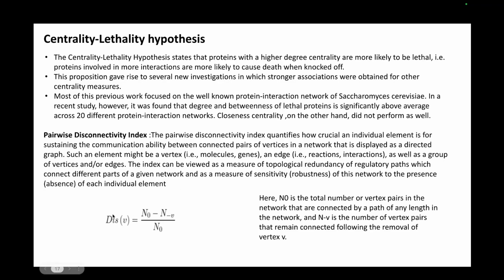Here this index is given by the formula N0 minus N of minus v, divided by N0. N0 is the total number of vertex pairs in the network that are connected by a path of any length, and N minus v is the number of vertex pairs that remain connected following the removal of the vertex v. So if you remove the vertex v, how many pairs of nodes remain connected? If you subtract that from your initial number of vertex pairs and normalize that by the number of vertex pairs, you get what is known as the pairwise disconnectivity index, which gives you a quantification of how lethal a particular node can be.